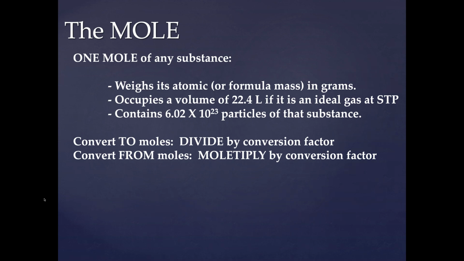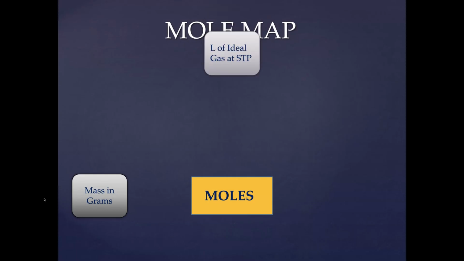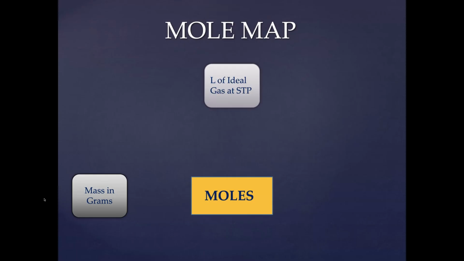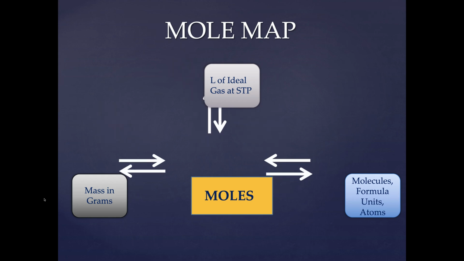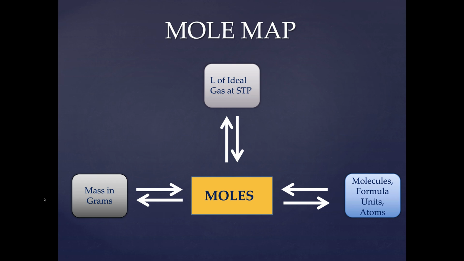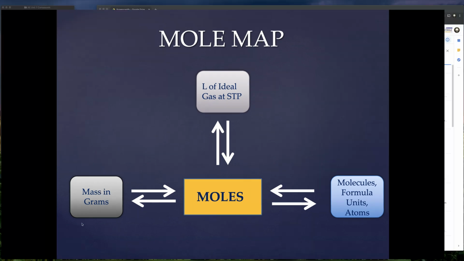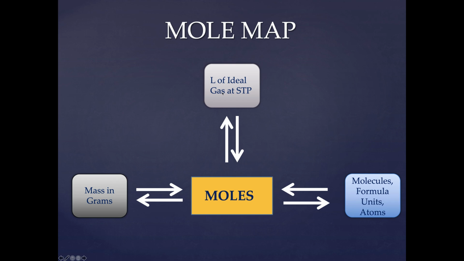So what does that look like exactly? Well, let's create a little mole map to sort of suss it out for us. We can convert everything to moles. We can convert mass in grams to moles, liters of ideal gas at STP to moles, and the number of particles to moles. And we can convert them not only to moles, but from moles, which means that we can use moles to convert them to each other. So I can convert the mass in grams to the liters of gas at STP if I first convert to moles and then convert to liters.